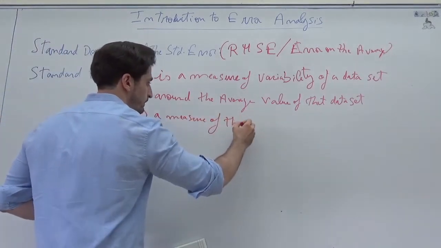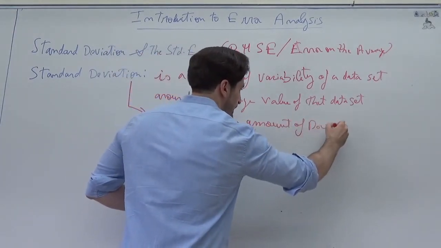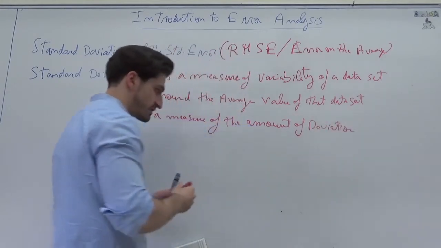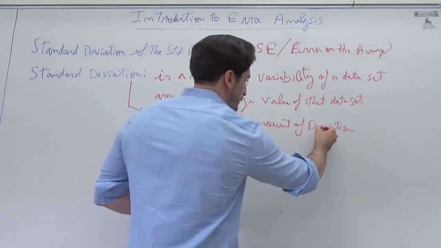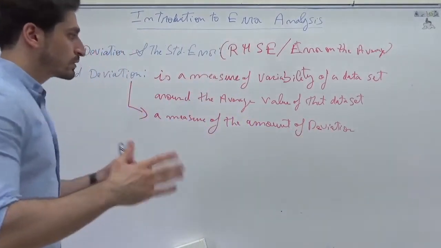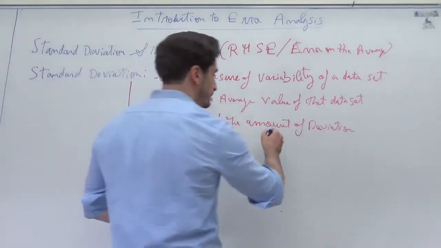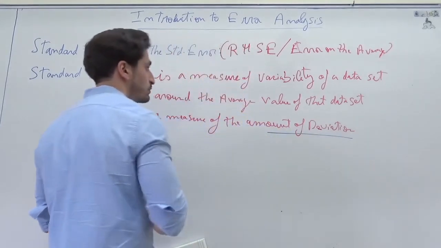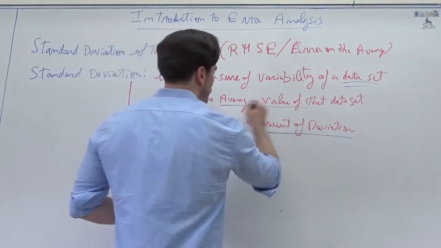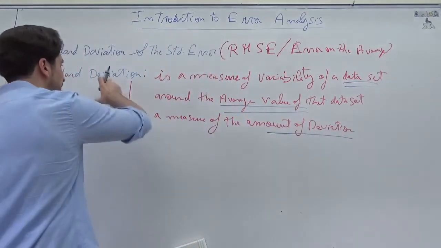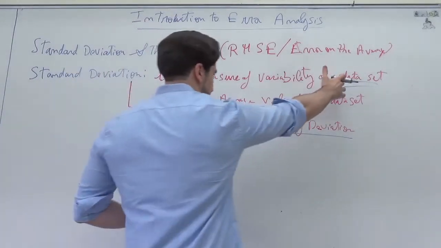So over here we can add another definition for the standard deviation: it is a measure of the amount of deviation. Like I said, it's the amount of deviation between a set of values and the average value of these set of values. Next, we are going to find a way to calculate that amount of deviation between a data set and its average value by applying the standard deviation equation. But first off, what do we understand by data set?